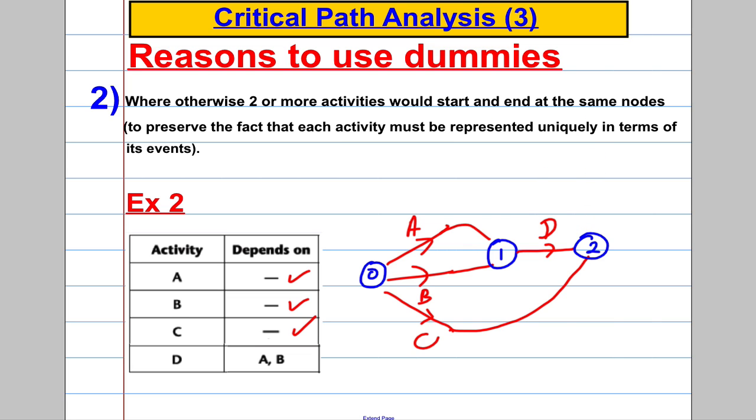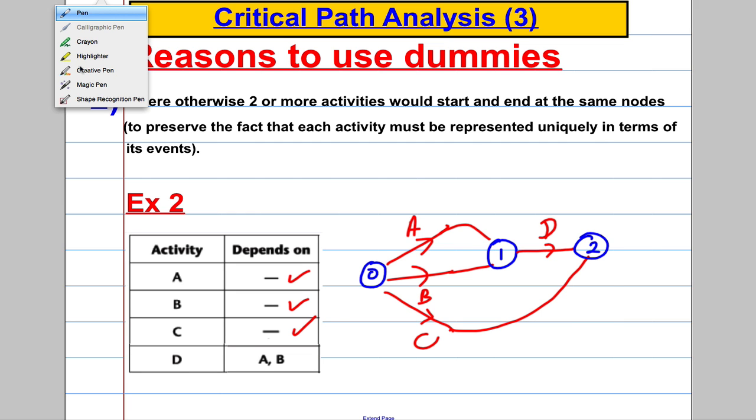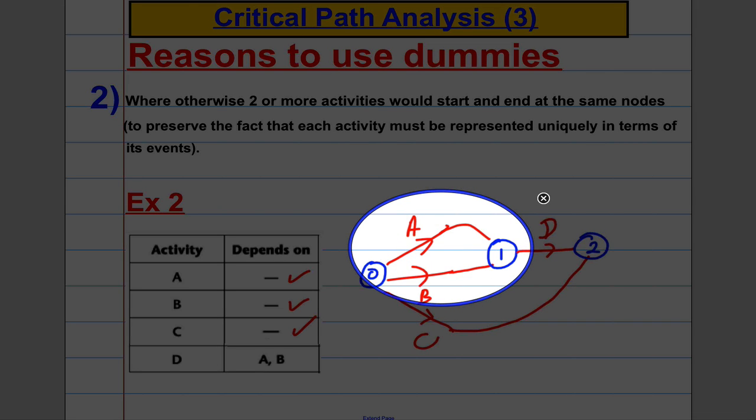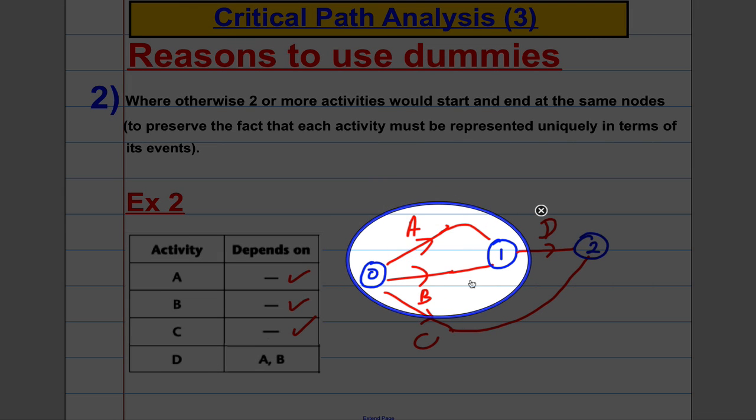Now that seems okay, but here's where the problem lies. The problem lies here. Okay, now the reason there's a problem there is that every activity must be uniquely determined in terms of the nodes on its side. You can't have 2 activities starting and finishing at the same node. That's not allowed. Between an event here and an event here, you only want one activity between those 2 directly. So that's not allowed there.